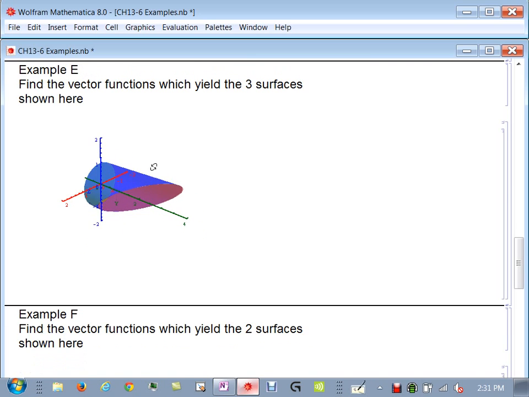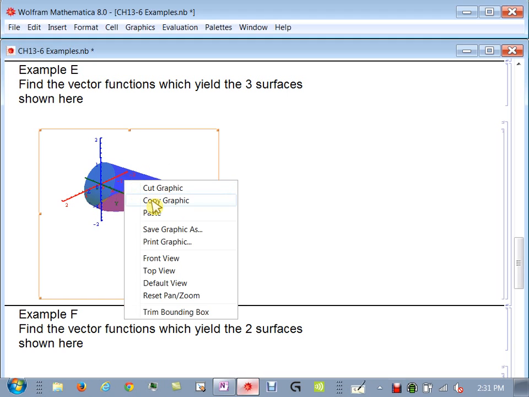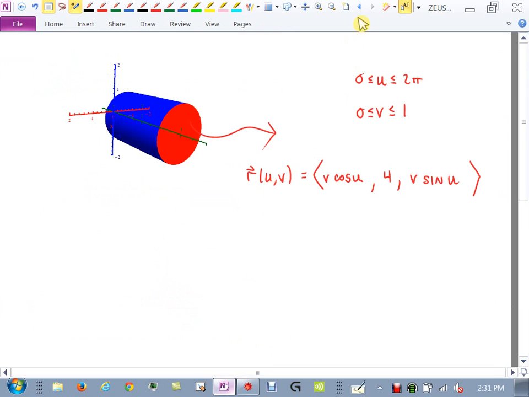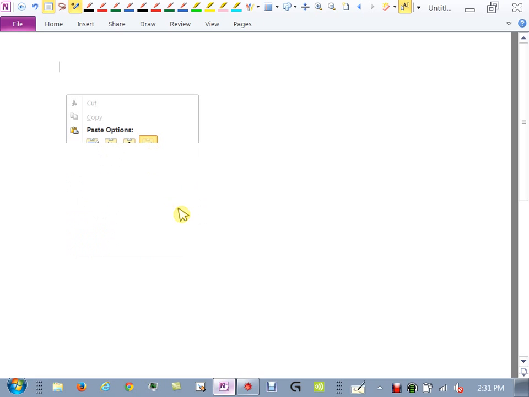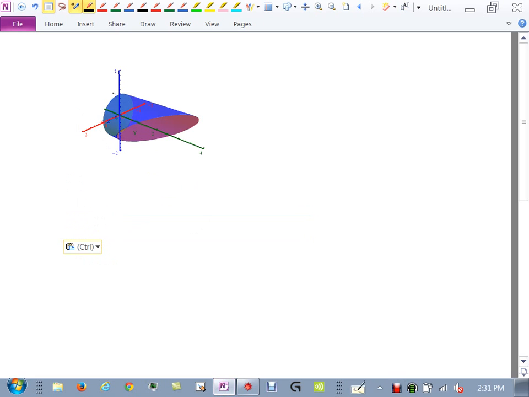Can we find the vector functions for the 3 surfaces shown here? Let's start with the easiest one. What's the easiest one? The backside? We'll call it S1. We'll call this blue one S2. This front one S3. Now, I gave you the equations of each of those, didn't I?